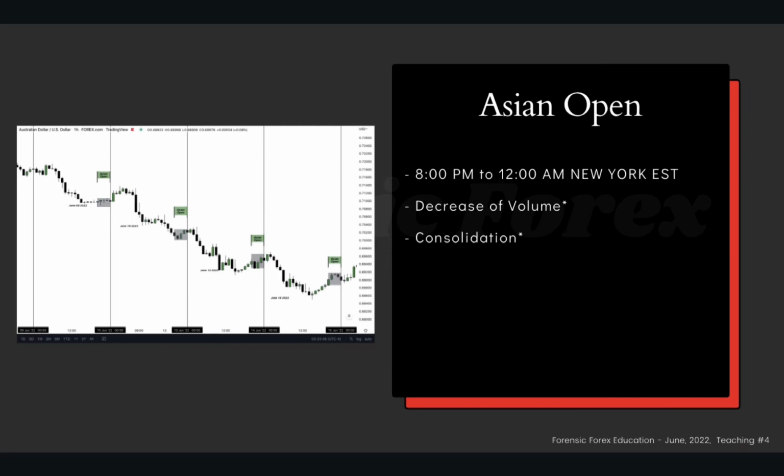There are some pairs that have an actual increase in volume during the Asian session, and there are some pairs that do not consolidate during the Asian session and actually trend very dynamically, especially when a higher low is broken. With that being said, let's look into the examples of Asian Open.